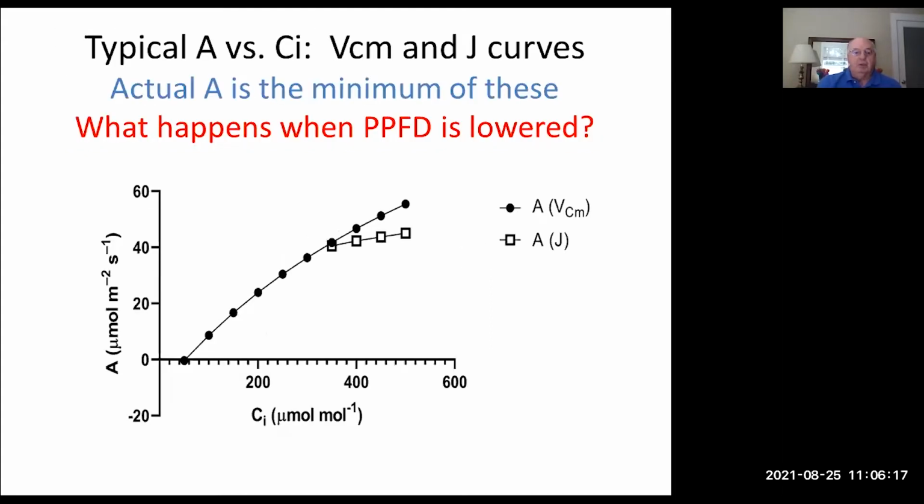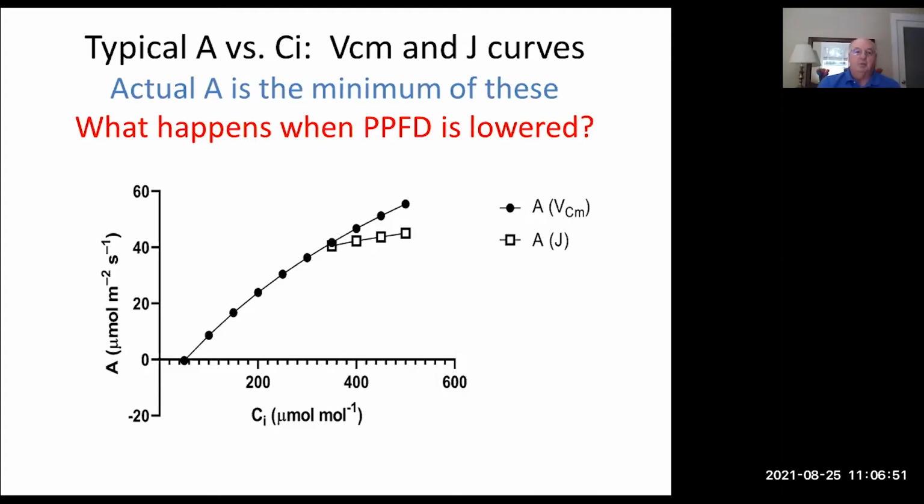So here's the typical A versus Ci curve, showing the two different limitations: Vcmax limitation in the solid black dots, and electron transport limitation shown by the open squares. And the actual assimilation rate at any Ci is the minimum of those two. So it comes up fairly steeply and then flattens out as electron transport becomes limiting. So that's just a typical standard curve.